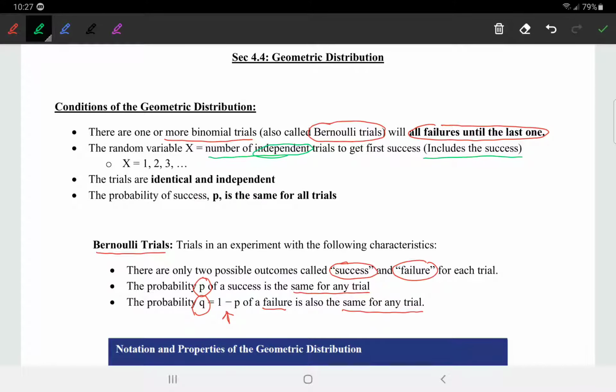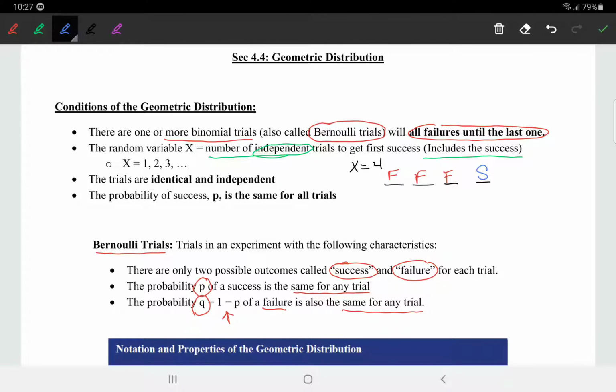So this is a discrete distribution, okay? The random variable can only take on discrete values. So when we say x is equal to 4, that means there were 4 trials, and there was a failure, a failure, a failure on the first 3, and then finally we get the success.